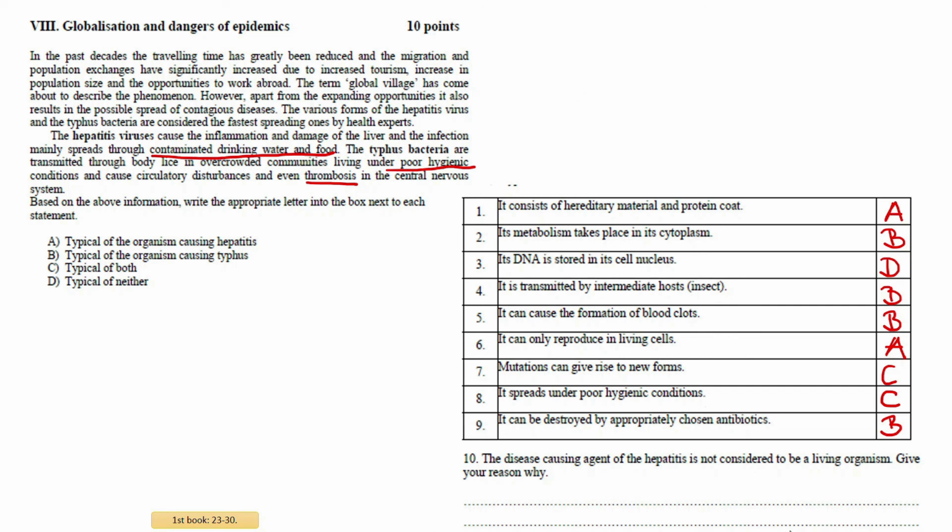The disease-causing agent of the hepatitis is not considered to be a living organism. Give your reason why. So viruses are obligate parasites. They don't show the characteristics of life. They are not real cells, and actually they don't have their own metabolism.